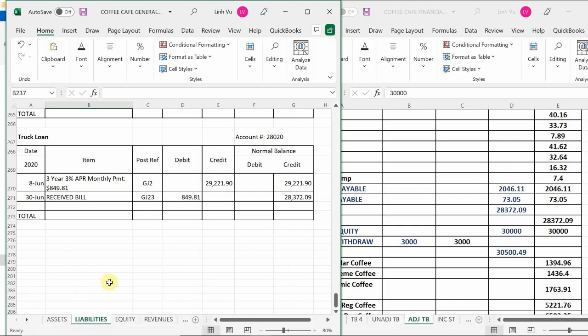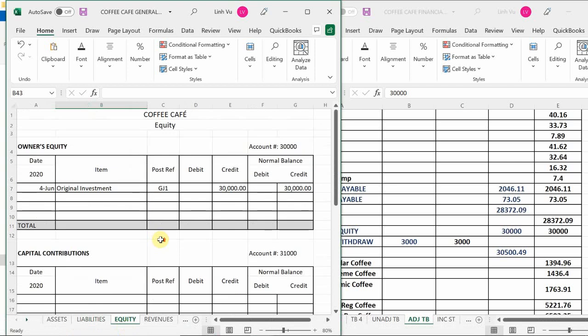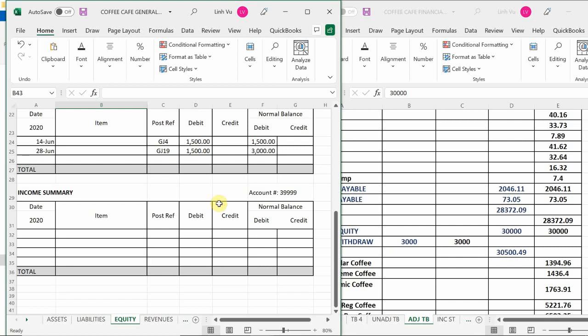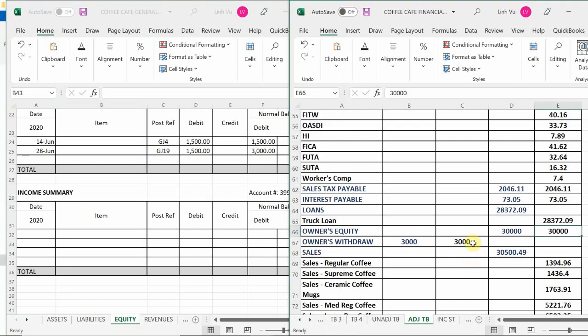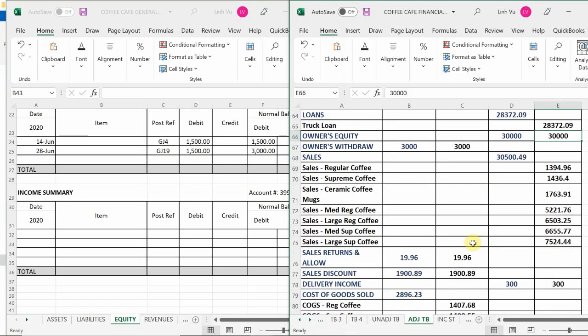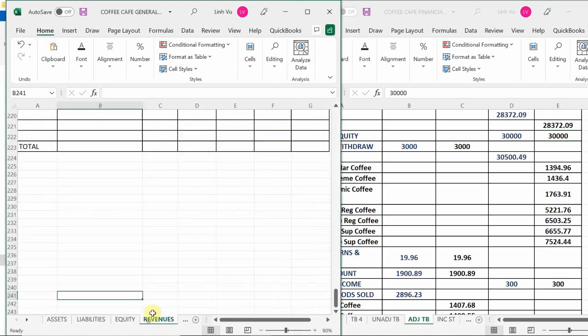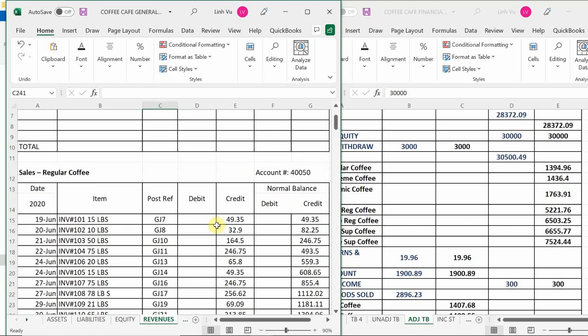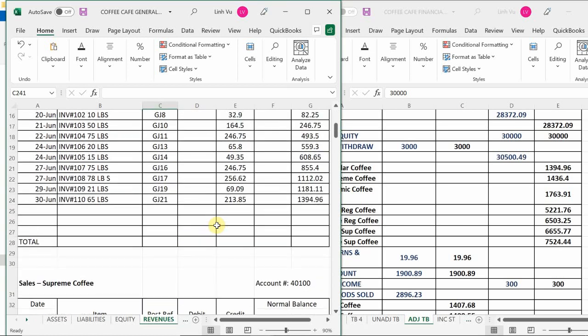Okay. And that's it for liabilities. Equity, your equity is still 30,000 with the $3,000 withdrawal, so that's the same. So now we're going to go to sales. Okay. All right, we're going to double confirm that our sales is the same.